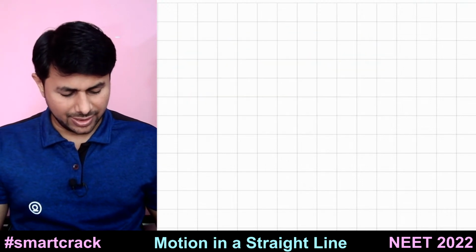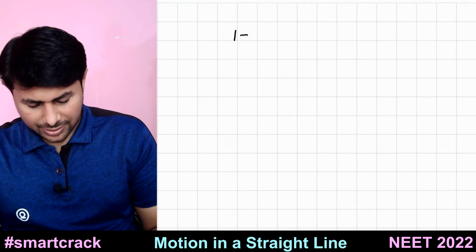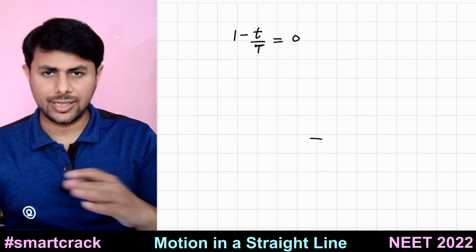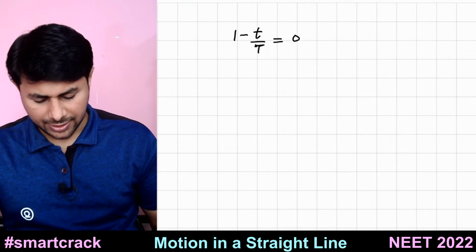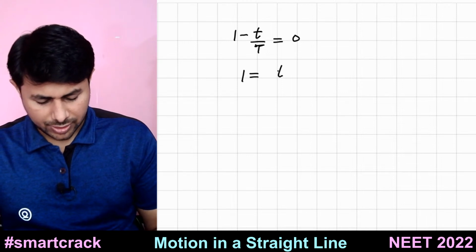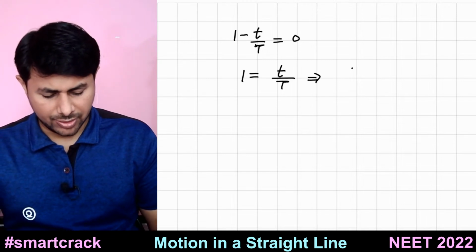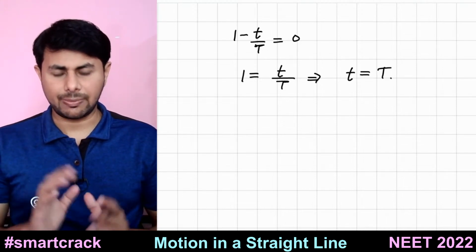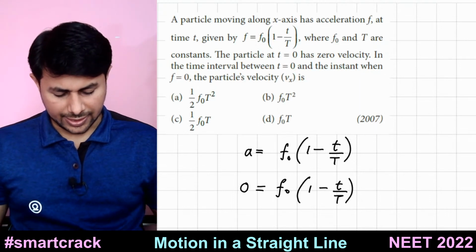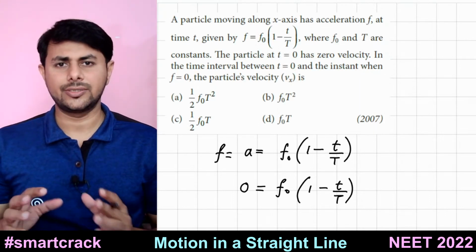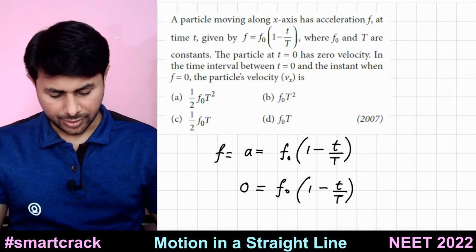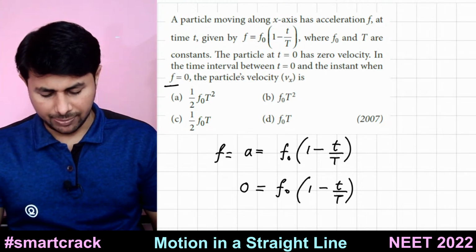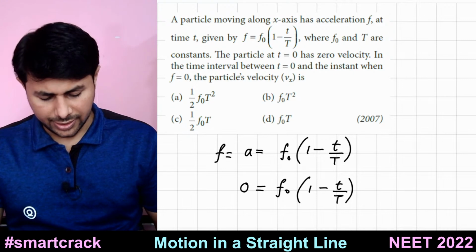Then 1 minus t by T equals to 0. So we take that t by T, small t upon capital T, on the other side. So we get 1 equals to small t divided by capital T, and it gives t equals to what? Capital T. Okay, so at t equals to capital T, what happens? This acceleration becomes 0. So we are asked, in the time interval between t equals to 0 and the instant when f is equal to 0, the particle's velocity is.